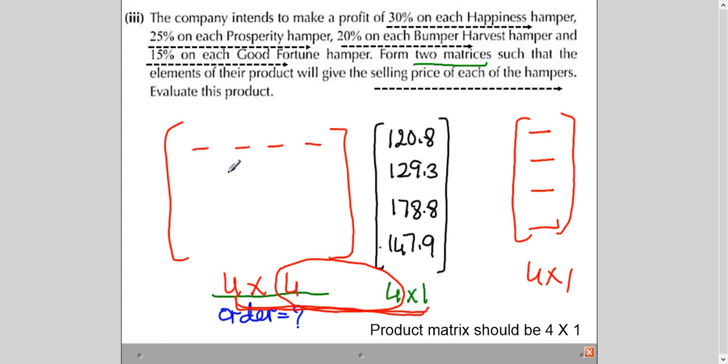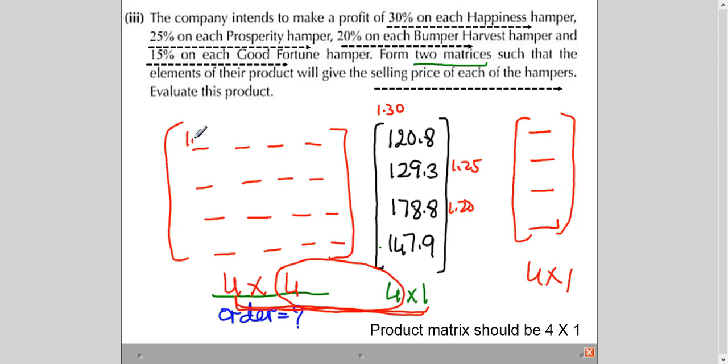1, 2, 3, 4, 1, 2, 3, 4, 1, 2, 3, 4, 1, 2, 3, 4. Now, I understood this because of the matrix multiplication concept. But how will I write these numbers there? This has to be multiplied by 1.30, this has to be multiplied by 1.25, and this has to be multiplied by 1.20. So how do I fit that in here? Are you getting my point? The important thing is that this should be multiplied by 1.30, and the rest should not.